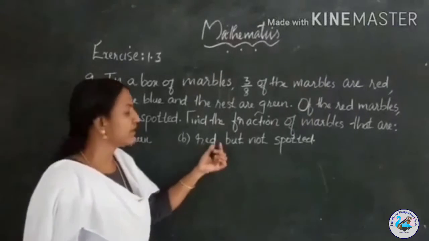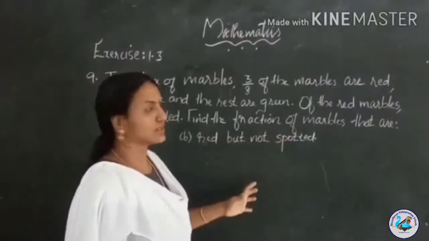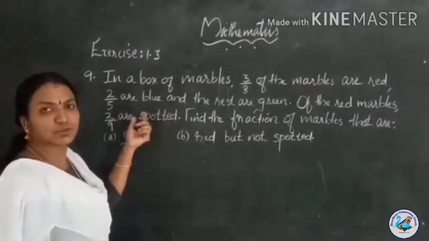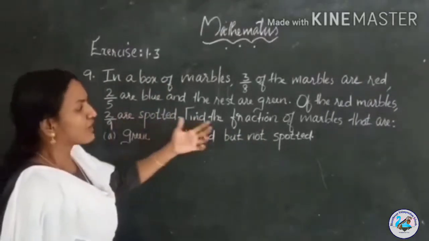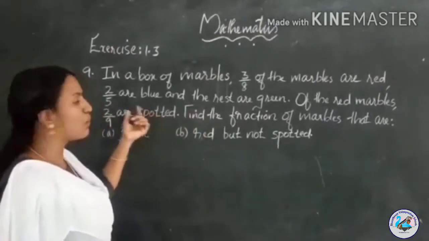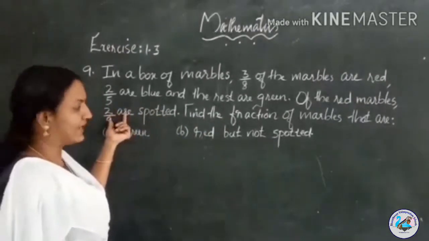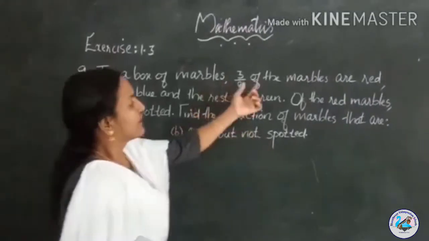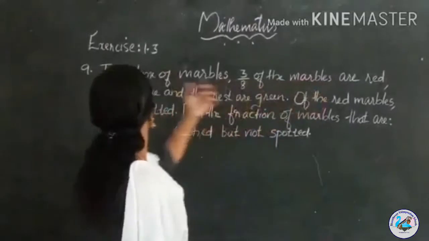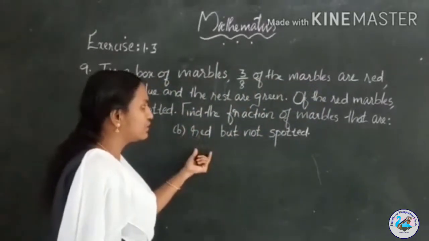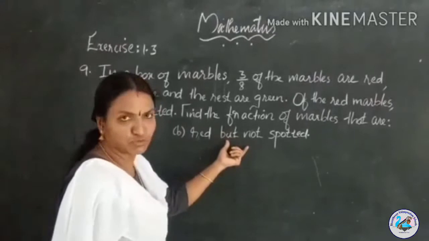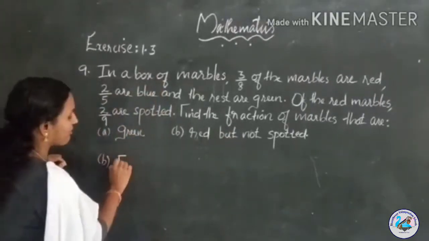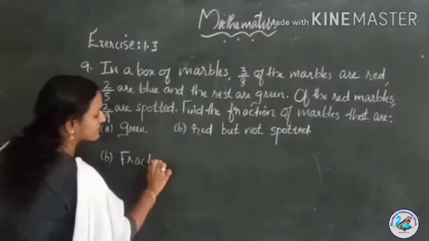Next, we have to find red but not spotted. Given that the fraction of red marbles that are spotted is 2 by 9, the fraction that are not spotted is 1 minus 2 by 9. Here, we have to find red but not spotted. 3 by 8 of the marbles are red, so 3 by 8 into (1 minus 2 by 9).